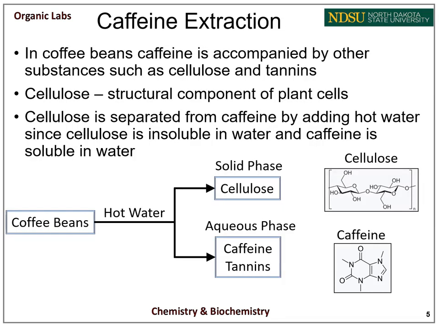A problem with extracting caffeine from coffee beans is that caffeine is accompanied by other substances such as cellulose and tannins. Cellulose is the structural component of plant cells. Cellulose is separated from caffeine by adding hot water, since cellulose is insoluble in water and caffeine is soluble in water. So we take our coffee beans, add our hot water, the cellulose is left behind in the solid phase, and the aqueous phase contains the caffeine and tannins.